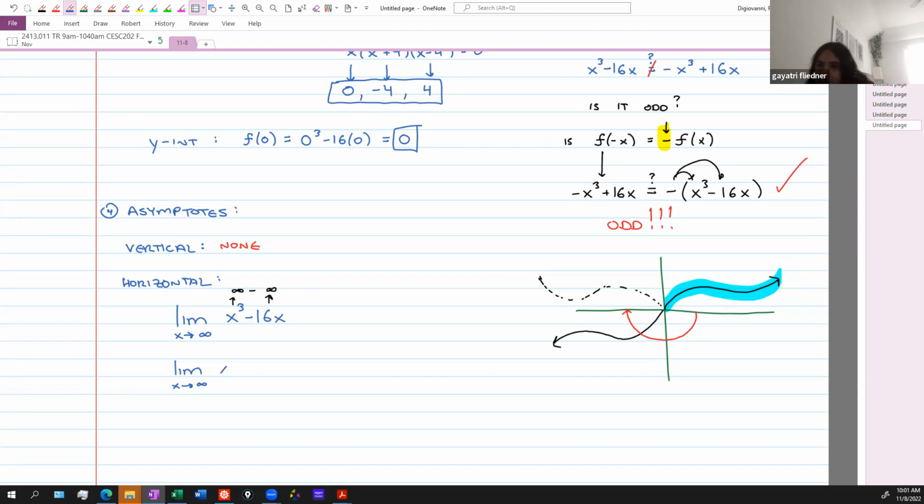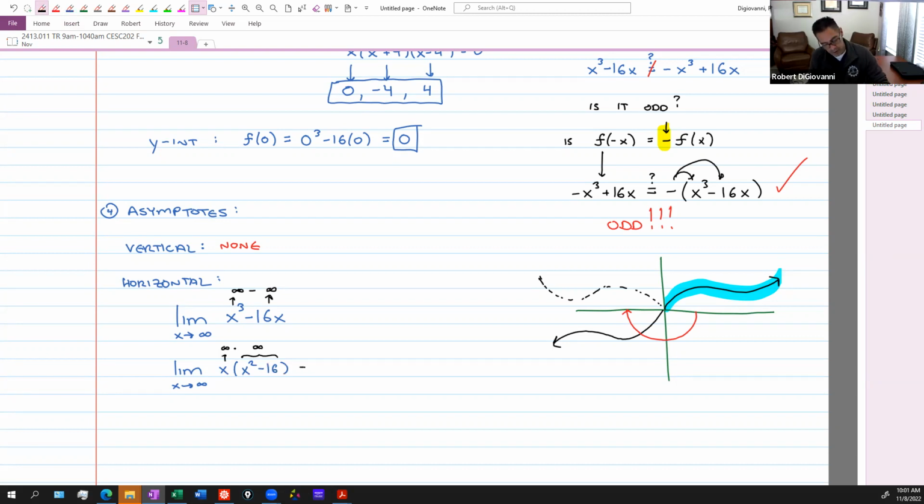Factor. Pull the x out. We're left with x squared minus 16. Now take the limit. What happens? Infinity times infinity. What's infinity times infinity? Infinity, right? So does this have a horizontal asymptote? Is that headed to a number? No. But what it does tell me is that when I go to draw this function, the further I go to the right, the graph should go up. I should expect the graph to go up as I go to the right.